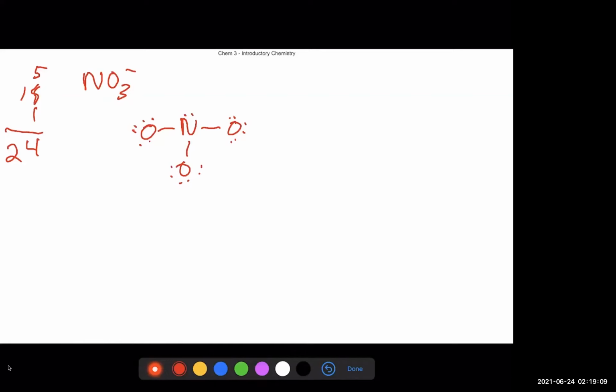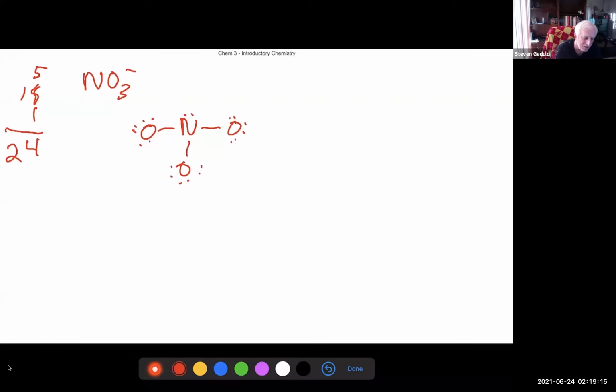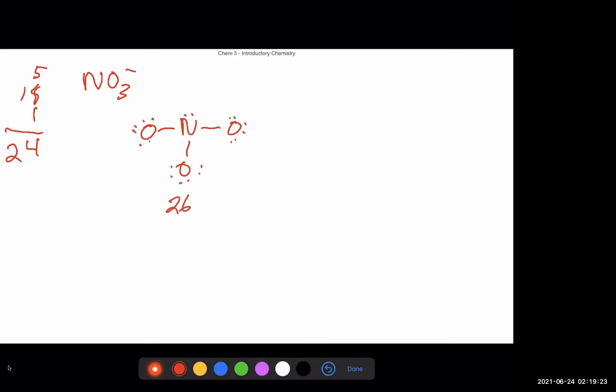I'm counting the dots as 2, but that's still not making it out. I'm sorry. That's okay. There's 6 around each oxygen, that's 18. 2 on the nitrogen, that's 20. And then 2 in each line, 22, 24, 26. Yeah, 26. All right, perfect.